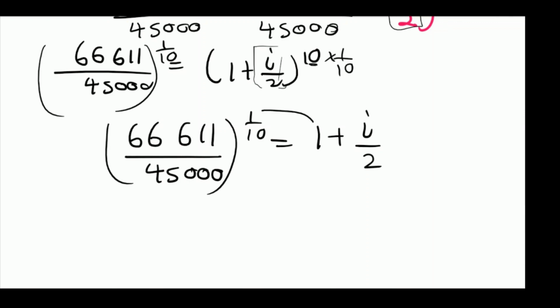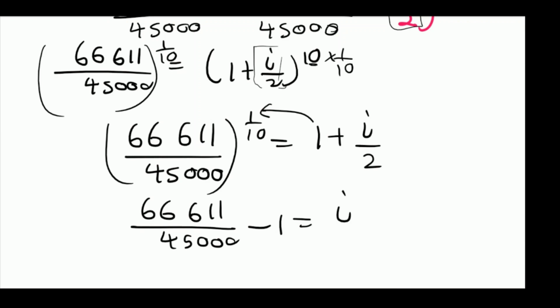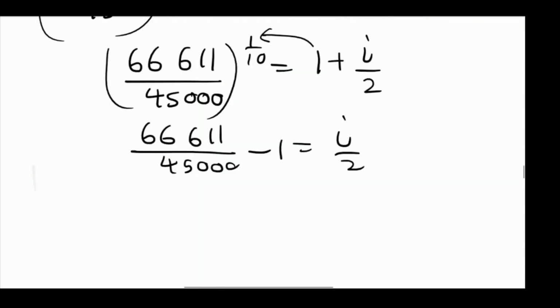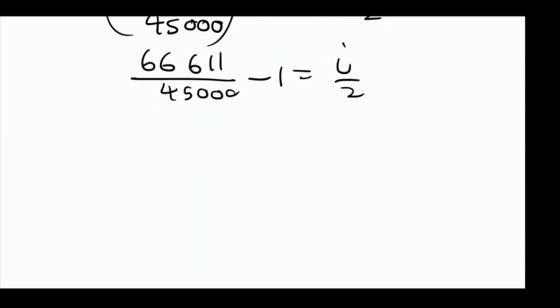So you're going to transpose this 1 to the other side, so you're going to have 66,611 over 45,000 minus 1 is equal to I over 2, right? We still need I, right? So we're just going to remove these 2 at the bottom by cross multiplying like this.